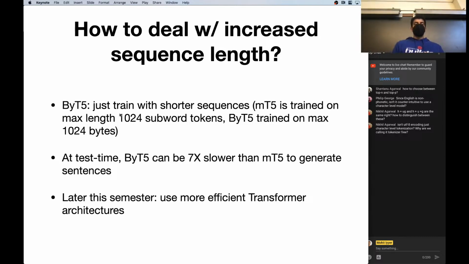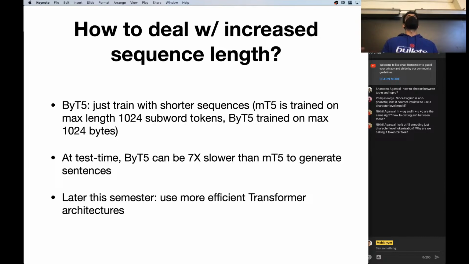So in byte T5, they just ignore this problem completely, and they say that, well, T5 was trained with 1,024 subwords as the sequence length. In byte T5, I'm just going to train on 1,024 bytes as my max sequence length. So this means that, in effect, the sequences that they're pre-training on are much shorter, right? But for all the tasks that they evaluate on, it seems like it doesn't really matter.